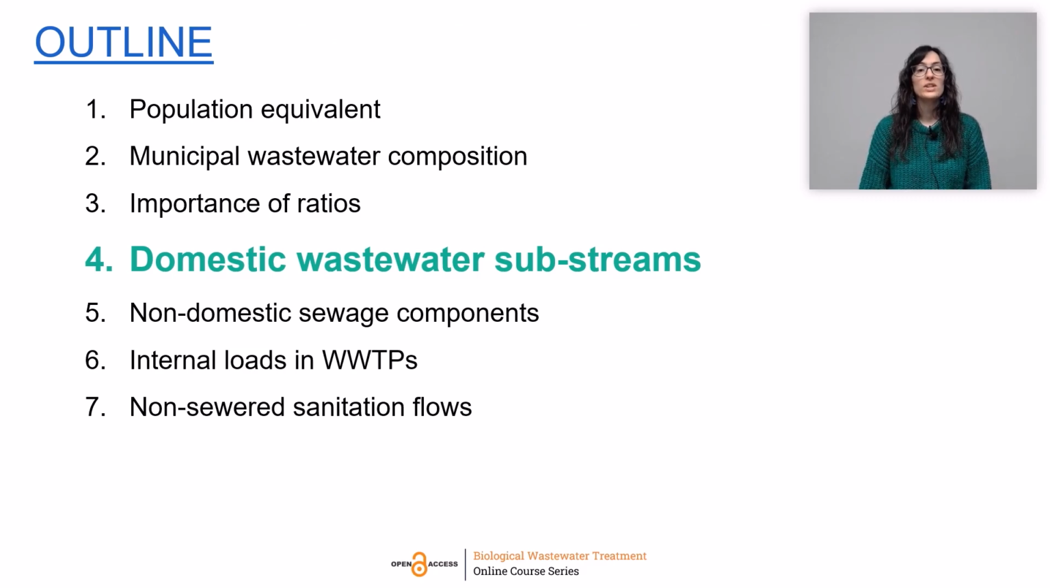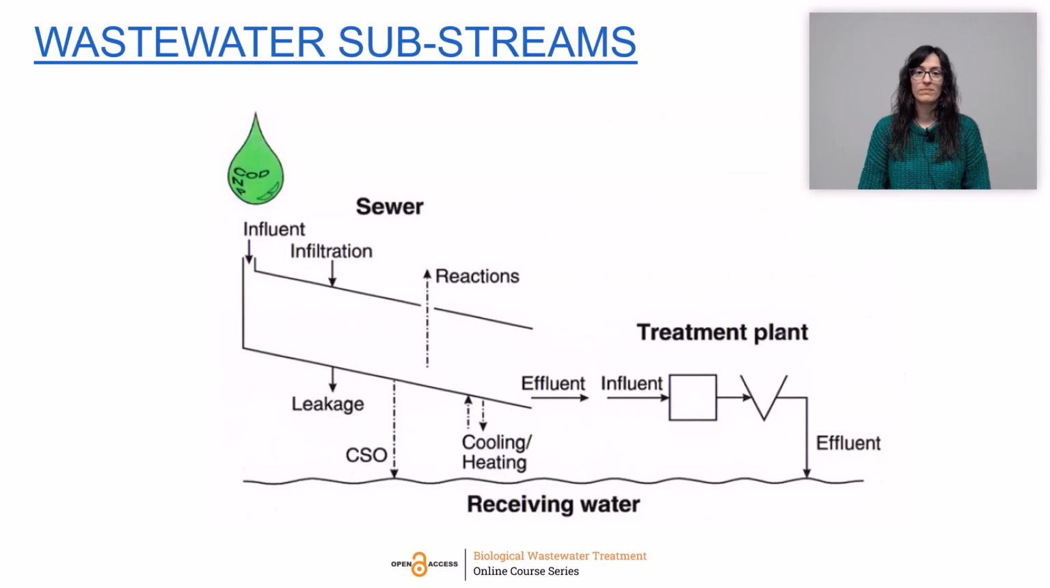Let's go now to the section on domestic wastewater substreams. The wastewater consists of different subflows. That means different water streams that will be mixed together and treated in the plant. Each stream contains specific amounts of organic compounds and nutrients, and the composition of the wastewater can change if the amount and composition of each substream changes.